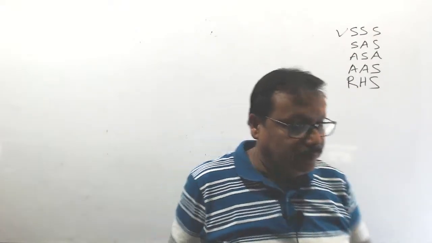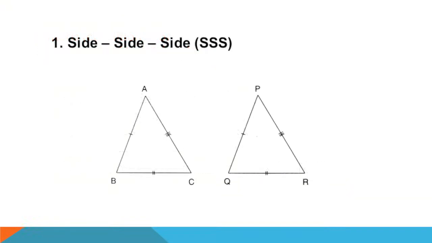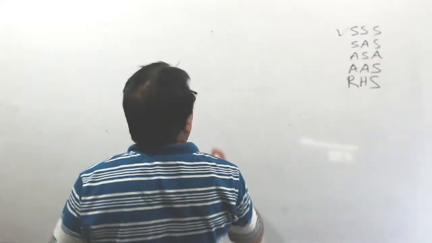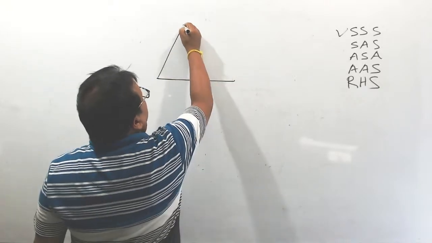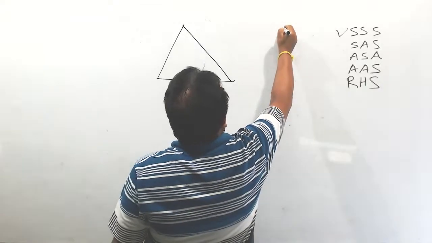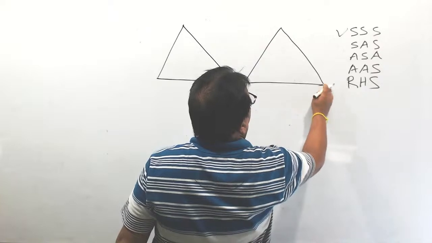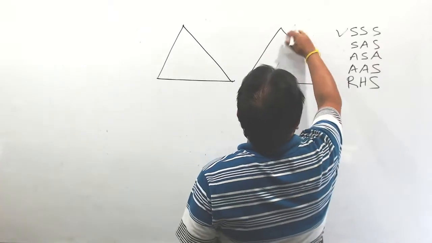First one, you say. This is the first one. Side, side, side. That means for two triangles, say two triangles here, I'm drawing here. The drawing may not be exact, but you will assume all are triangles. My God, it is not correct.